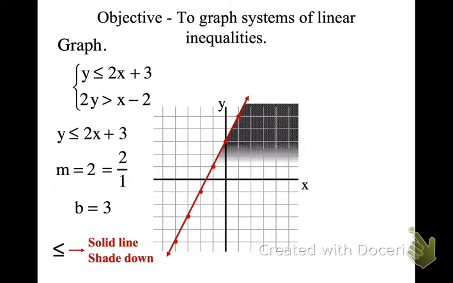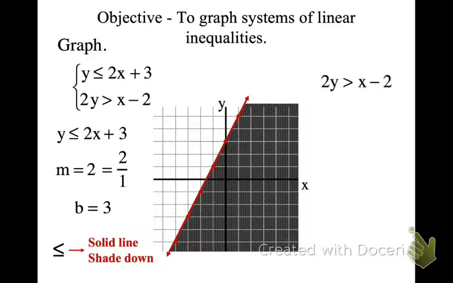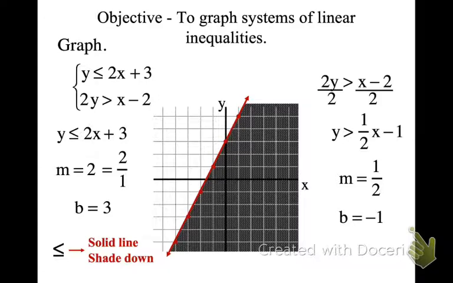All right, so for the next one, I have to get the y alone, so I'm going to divide by 2. And then my M is 1/2, my B is -1. And now I'm going to start at -1. I'm going to rise 1, run 2 to the right. Going up 1, 2 to the right. Or I can go down 1, 2 to the left. Because it's greater than, it's going to be dashed.